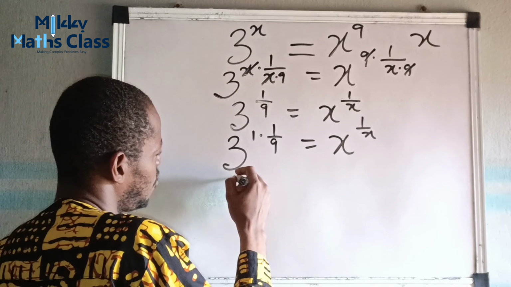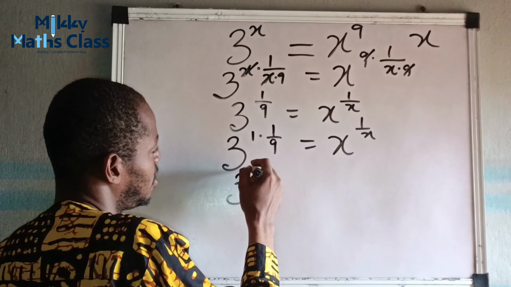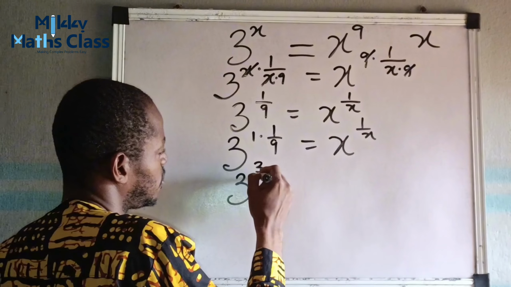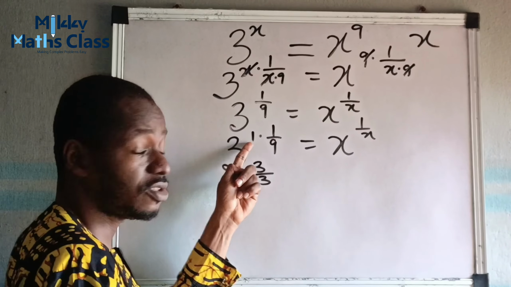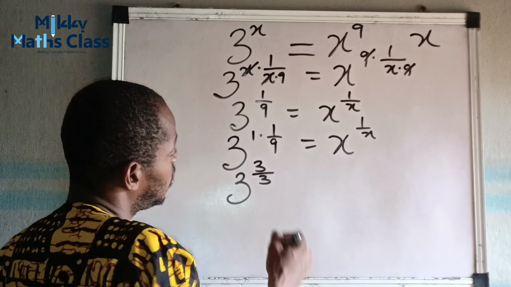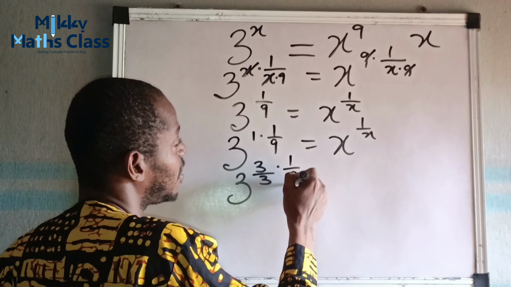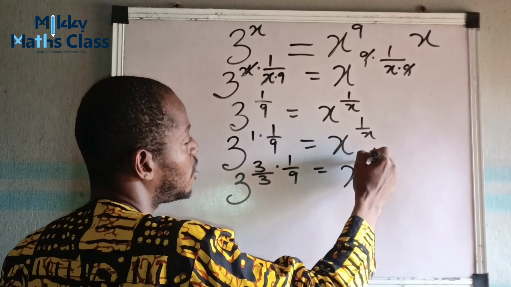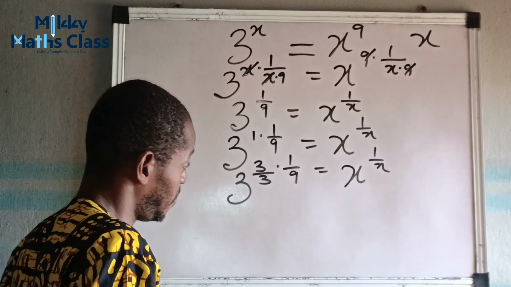1 is the same thing as 3 over 3. So I can say 1 as 3 raised to the power of 3 over 3. I can change this one to be 3 over 3, which is the same thing. If I break it down, it's still 1. Now times 1 over 9 is equal to x raised to the power of 1 over x. Now where do I go from here?